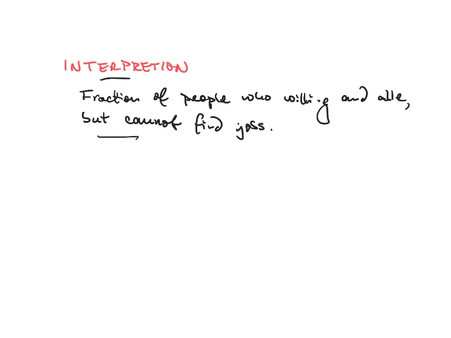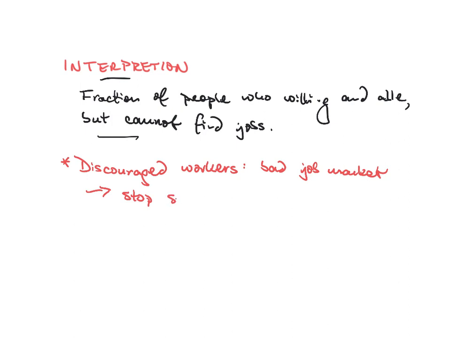The one that labor economists worry about the most are discouraged workers. And this is the fact that when the economy is especially poor, or the job market is especially bad, people can stop searching for jobs. So bad job market, people stop searching, and then they are classified as OLF, out of the labor force, not unemployed.